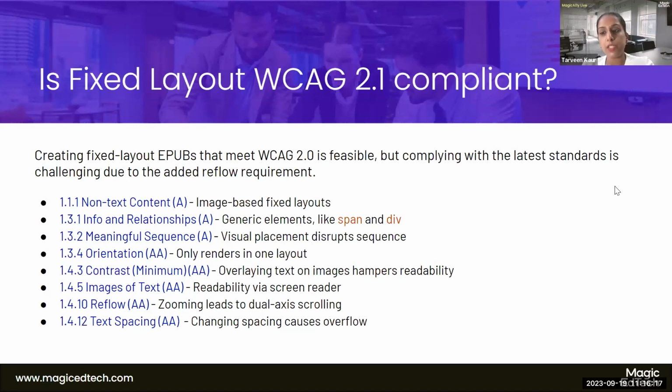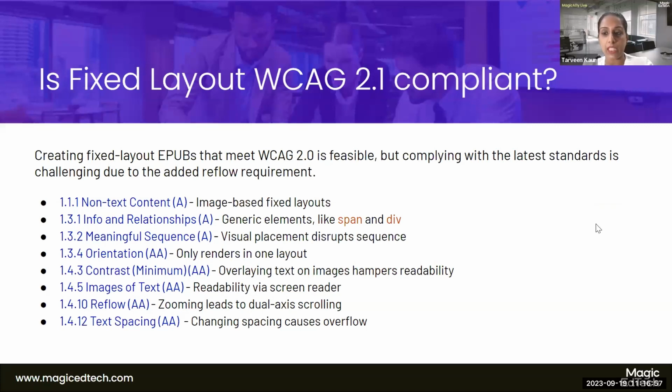Images of text, yes, we know that for fixed layout there could be possibilities of most of the tables and images of text being called out, and it gets very difficult to read the content through a screen reader, but you can convert that into alt text and convey the information. Reflowable, again, fixed layout, so there will be dual scrollers that you will see, so you can't comply to the reflow guideline. And then text spacing, because text is fixed, sometimes it gets pixelated and sometimes it ends up overflowing. So these are the key guidelines where we can't comply to 2.1 requirements.